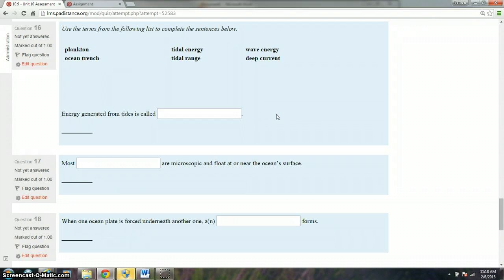Question 17. Most blank are microscopic and float at or near the ocean surface. You're going to use the terms up here: plankton, ocean trench, tidal energy, tidal range, wave energy, or deep current.